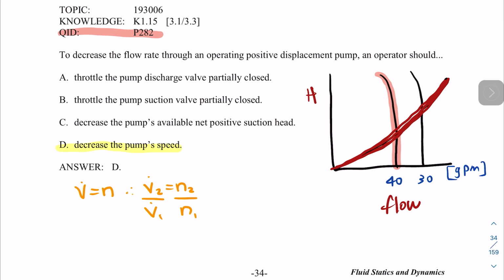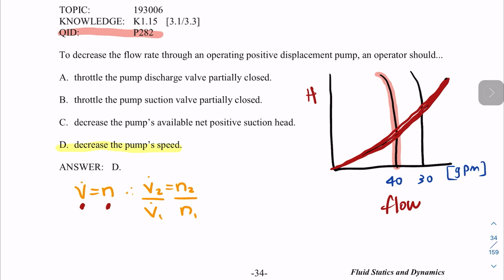So there's going to be a relationship where for PDPs we're going to have proportionalities. In this case, we know that the volumetric flow rate is going to be proportional to the pump speed, right? So knowing that, in order for us to reduce the flow, what we need to do is, they're giving us the proportionality here. If we want to reduce the flow rate, we need to reduce the speed, right?